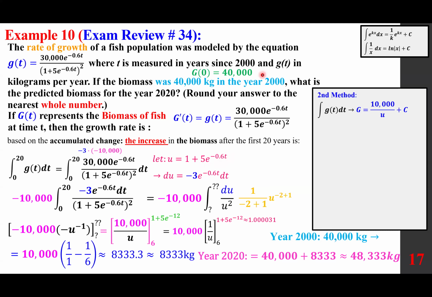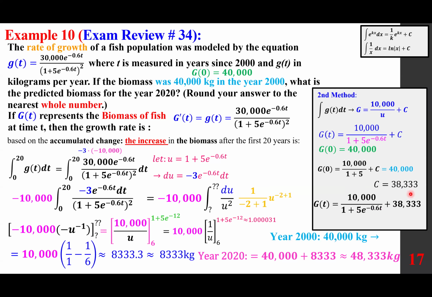And I use the fact that G of 0 equals 40,000 to solve this initial value problem. Remember, this is a general solution. Now, if I replace the t with 0, I get 10,000 over 1 plus 5 plus c equals 40,000. 10,000 divided by 6, subtracted from 40,000, you get 38,333. And G of t is 10,000 over 1 plus 5 e to the power minus 0.60 plus this number.